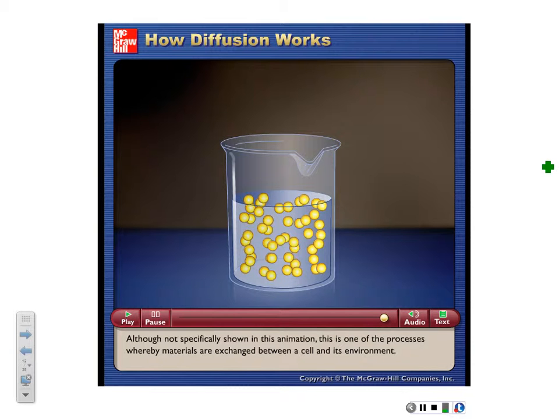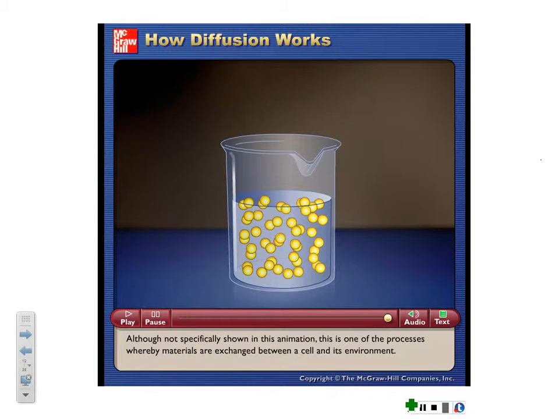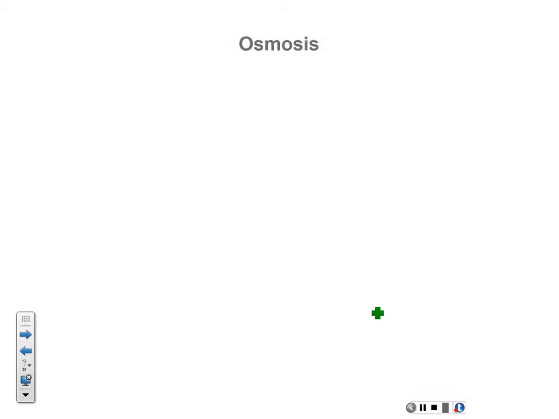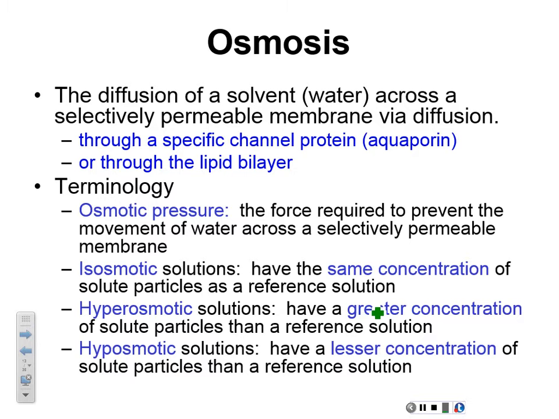Okay, so that's diffusion, that's the principle. All right? Okay, osmosis, we talked about it. It's the movement of solvent molecules. In this case, the solvent is always water, that's the universal solvent, from an area of high concentration to an area of low concentration through a semi-permeable membrane, or you can say selectively permeable membrane. Right?